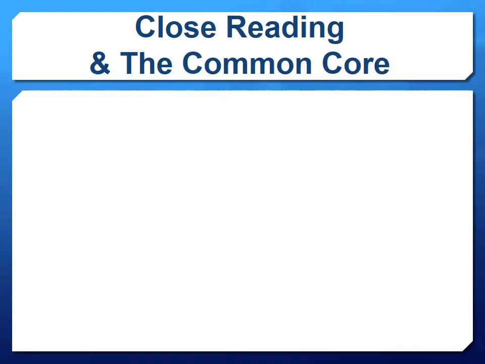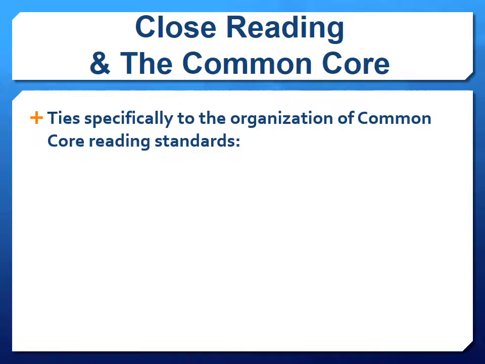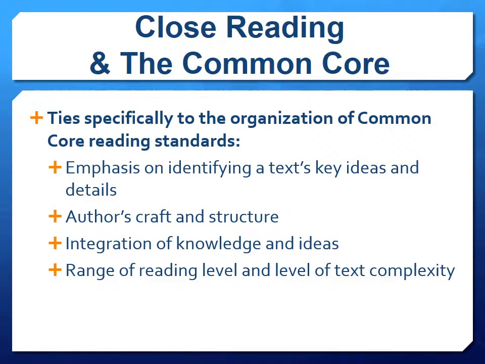Close reading aligns itself perfectly with the Common Core, which is what we're supposed to be teaching. The Common Core really emphasizes students digging deeper when it comes to their learning. So close reading allows students to identify a text's key ideas and details. It's going to help them look at the craft and structure. So how is it organized? Integration of knowledge and ideas. So what concept is being taught here? And it also works for a range of reading levels and levels of text complexity.